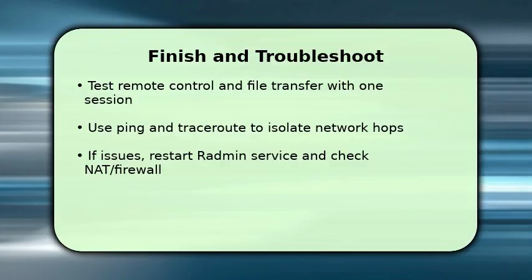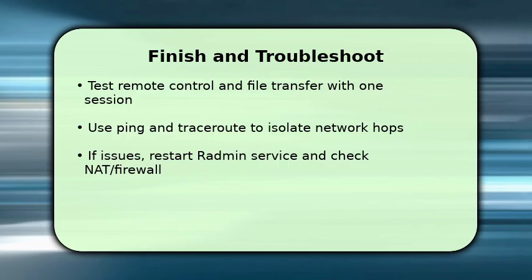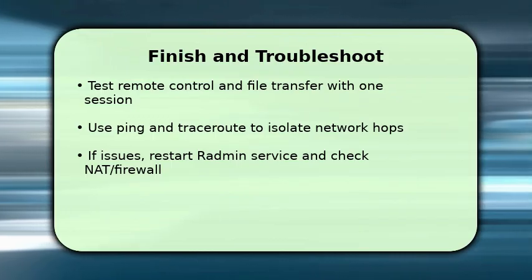permissions. This validates both connectivity and access rights. If something fails, run ping and traceroute to the virtual IP to see where packets stop, and restart the Radmin VPN service or the client as a simple but effective fix.